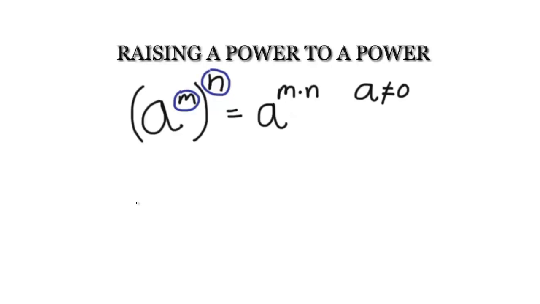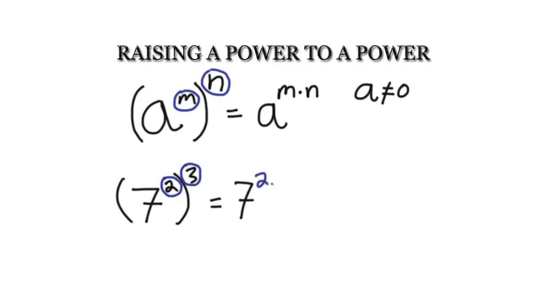Okay, so let's do a quick example. Let's say you have 7 raised to the second power, and then you're going to raise that to the third power. So we know that we can take this 2 and multiply it with the 3. So this will equal 7 raised to the 2 times 3, which is 6 power. So this is equal to 7 to the 6th power.